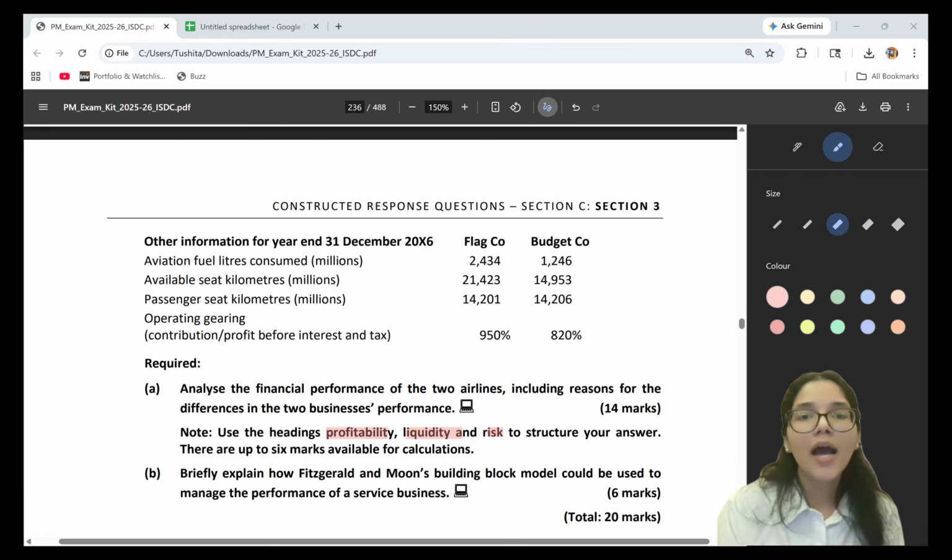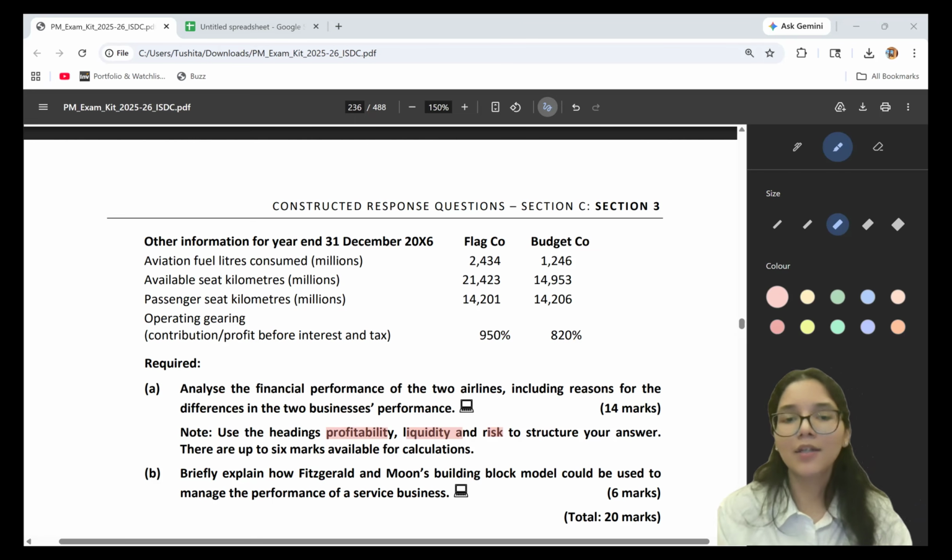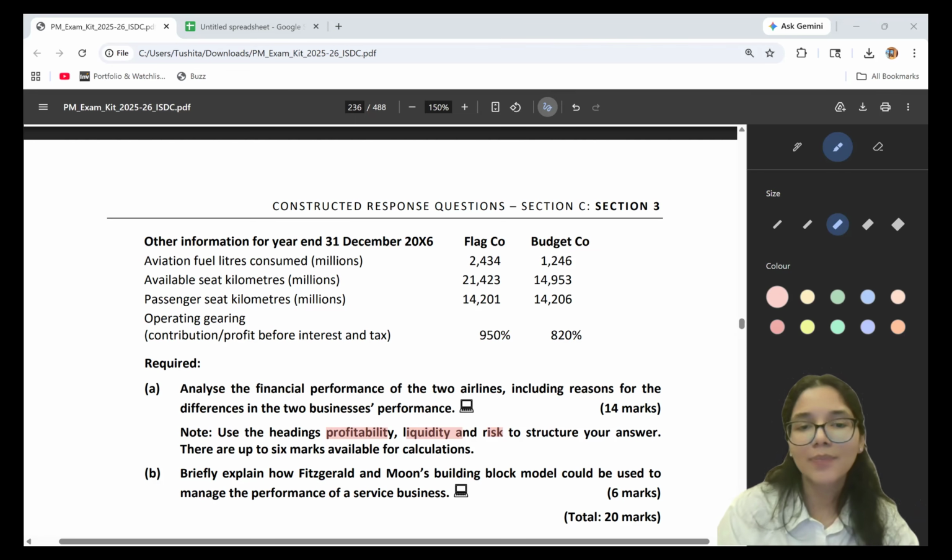So what do I have to do? I have to analyze the financial performance, and I remember from the requirement, the examiner told me I also have to tell why the ratio is better or worse than the other company. So we are comparing two companies, Flag company and Budget company. Whoever has done it better, I then have to also explain why that is better or worse for the company compared to the other one. So you can remember three things that we have to do after your ratios are calculated.